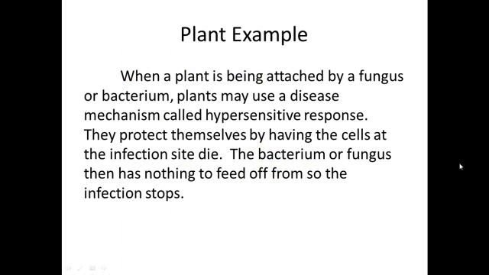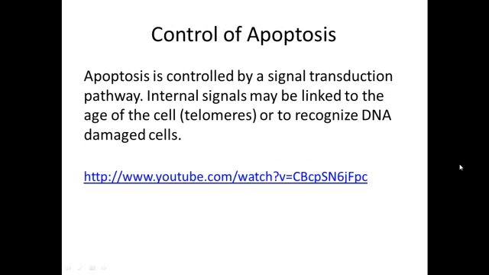In plants, they have a pretty cool example of this. Your book talks about where if a plant is being invaded by a fungus or a bacteria, what the plant does is it causes the neighboring cells to go through apoptosis and die, and then the fungus or bacteria has nothing to eat because there's no living tissue to consume, and so then the fungus and bacteria die, and it helps save the plant. I think that's kind of neat. The plants are kind of smart that way.